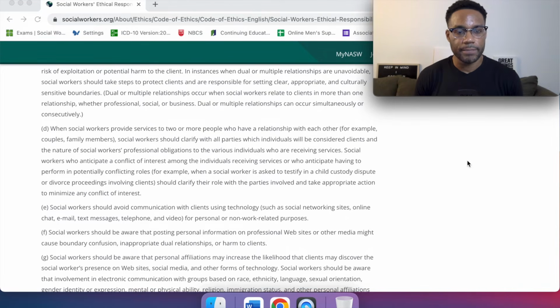Social workers who anticipate a conflict of interest among the individuals receiving services or who anticipate having to perform potentially conflicting roles, for example, when a social worker is asked to testify in a child custody dispute or divorce proceeding involving clients, should clarify their role with the parties involved and take appropriate action to minimize any conflict of interest. So essentially, as social workers, we want to let them know, "Hey, our role is to help you."